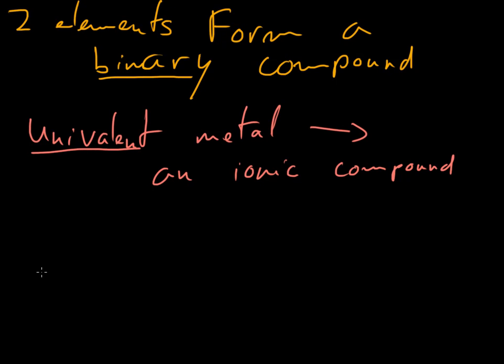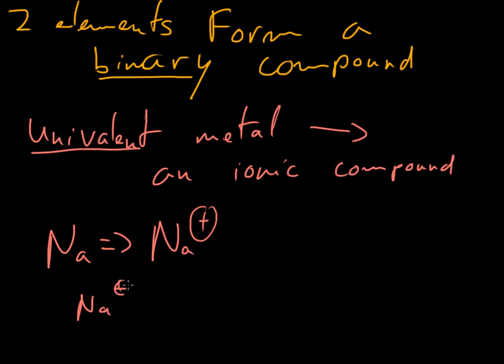A very simple situation would be sodium, a good example. Sodium has only one kind of possible charge, Na+. If I have Na+ reacting with a very common one, Cl- chloride, it'll give me sodium chloride. Note there's only one kind of compound coming out of this.